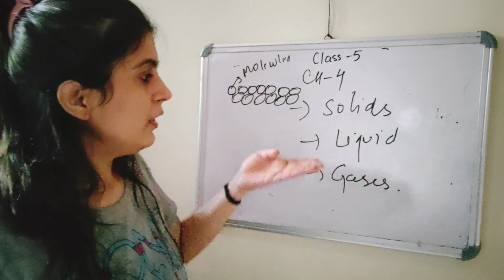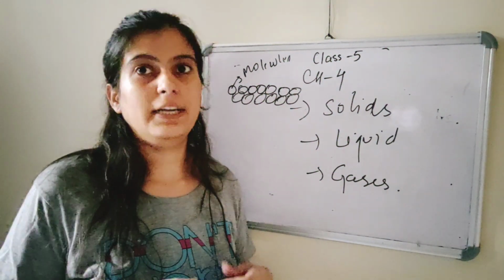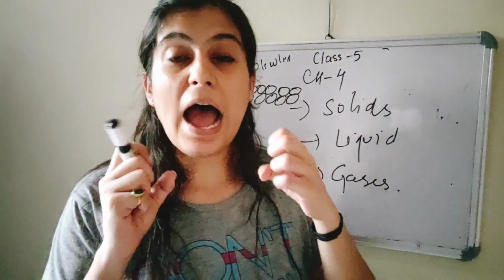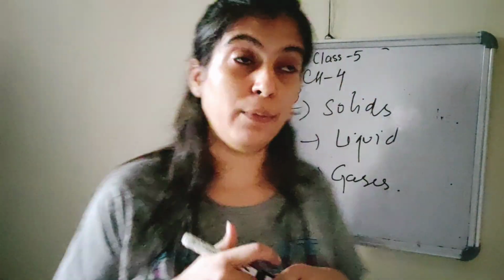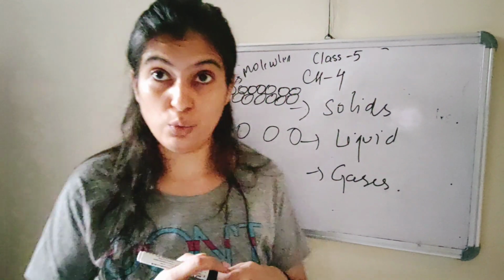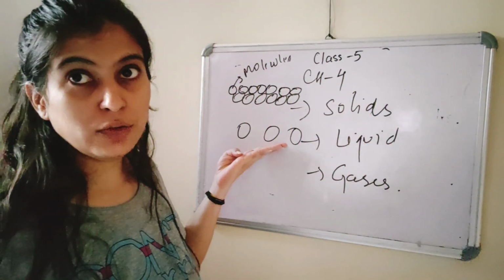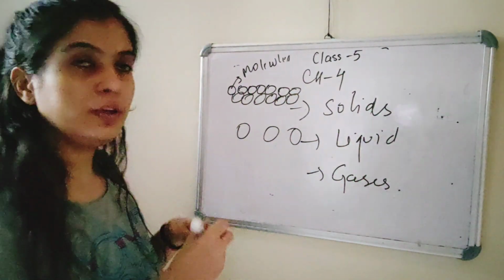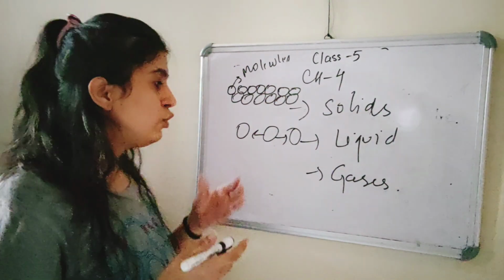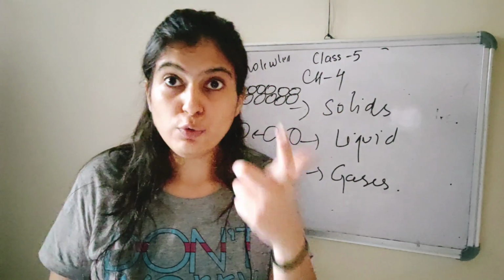Next is your liquids. Liquids are less tightly packed than the solids. The molecules in the liquid have spaces in between them. You can see that the liquid has the ability to flow. Why is that? Because there are spaces between the molecules. This molecule can move around freely. It can move here, it can move here, right? So, this gives the liquid an ability to flow.